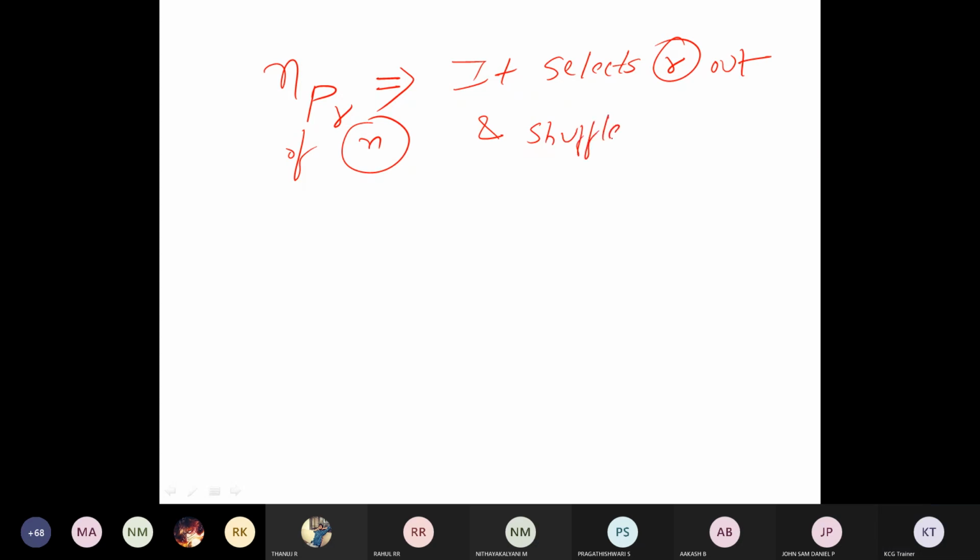See, nPr is nothing but it selects r out of n and shuffles r also. What does it mean? I'll tell you. What does it mean?